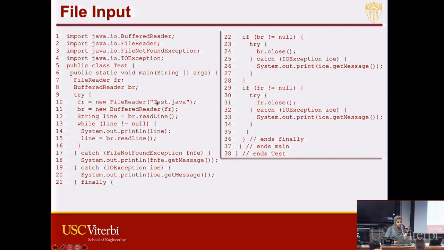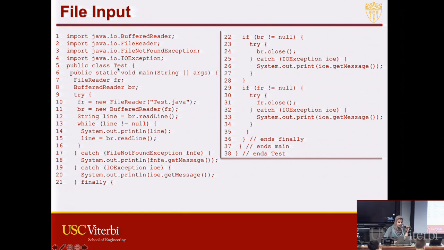This is an example of how to read from a file, and Jack will show us how to code it, but we will go through it. So to read from a file, we need a BufferedReader, a FileReader, FileNotFoundException, and IOException (input-output exception). So we need to import these libraries.